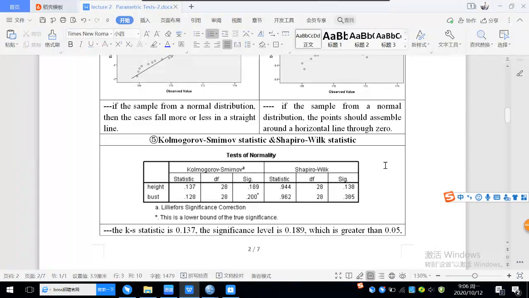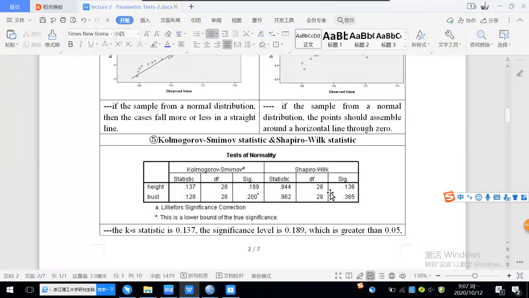If the number of cases is more than 100, so it means it's a large sample, then you will use the KS statistic. But if the number of cases is less than 100, which we call a small sample, then we will use the SW statistic.